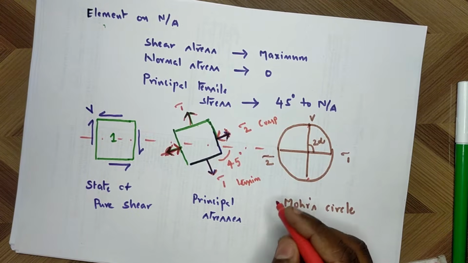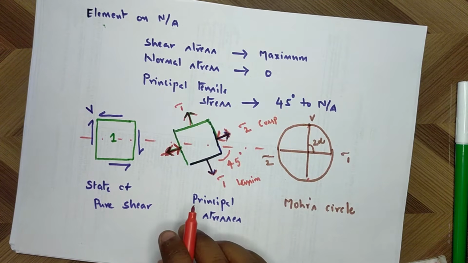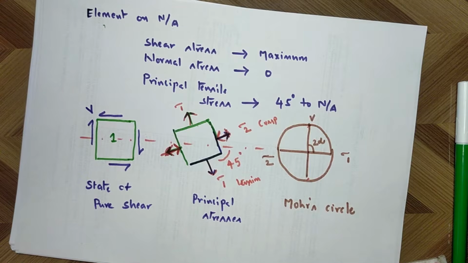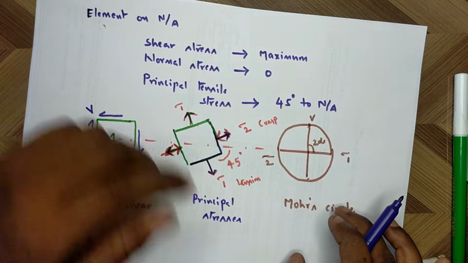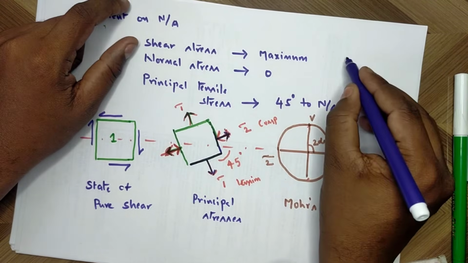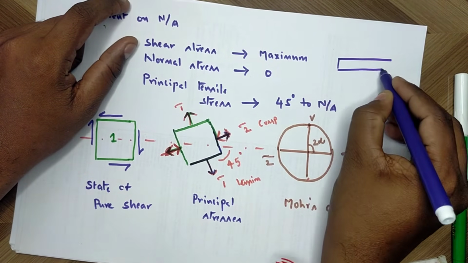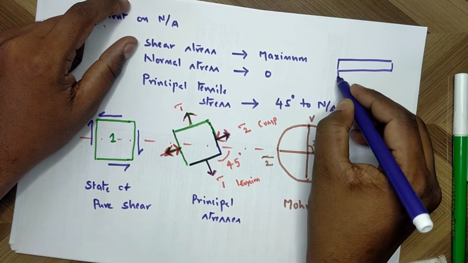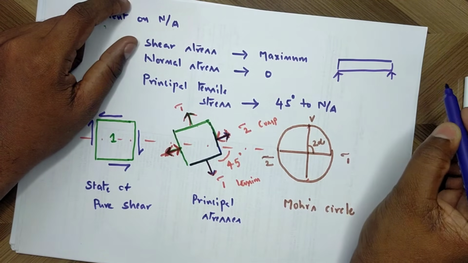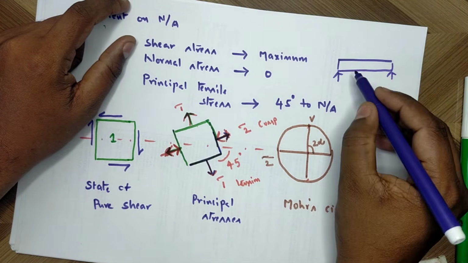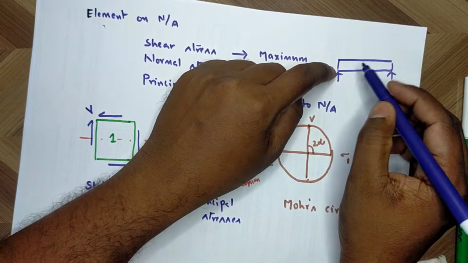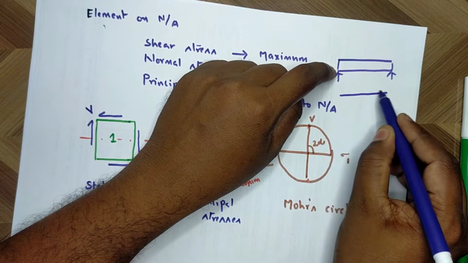Since the shear force is maximum near the support, the crack due to shear occurs near the support. Generally, at the support, if you observe, this is a simply supported beam. Let us assume this is a simply supported beam. The shear is maximum at supports.